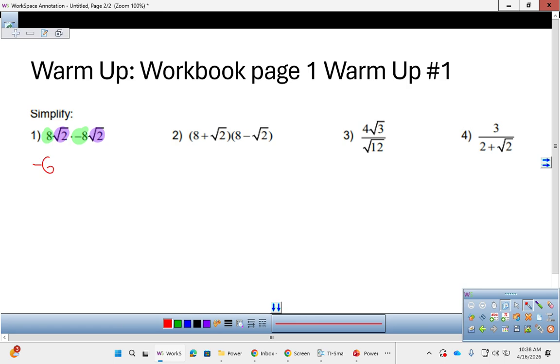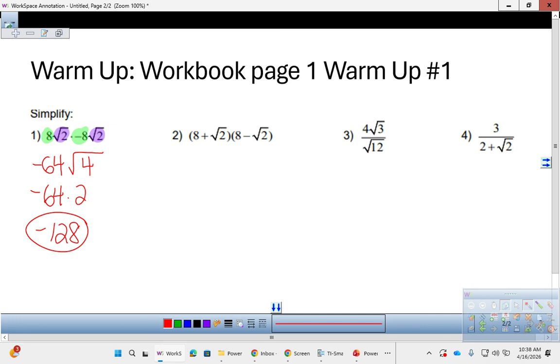That's negative 64. And then root, because the purple terms both have roots, and 2 times 2 is 4. And then the square root of 4 is just 2. So this becomes negative 64 times 2, or negative 120. Pretty straightforward, just combining the like terms. Anybody have questions on that?